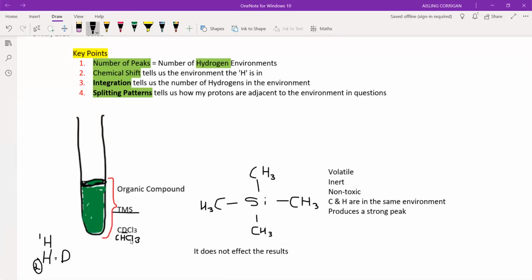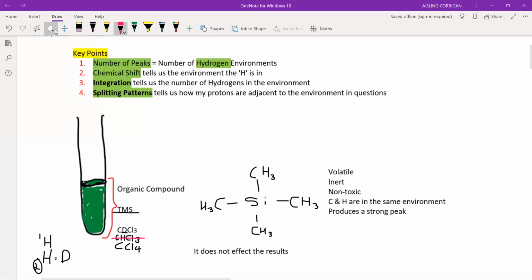Again, they might ask, okay, so deuterated chloroform is used in NMR. What other solvents can be used? There are a few. A very common one is tetrachloromethane. So this and this are common solvents used. The reason why this is used is that it doesn't affect the results. It just doesn't contain any hydrogens, so it's going to work well and won't affect the results.